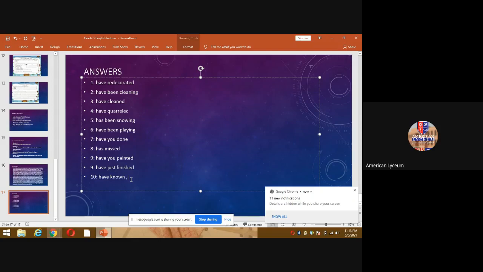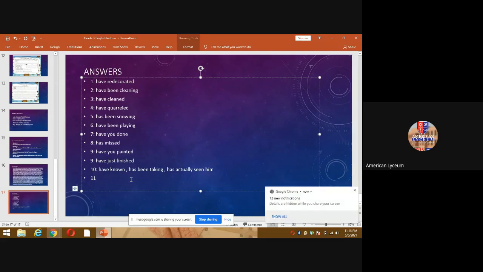So I'm putting comma now. He has, number 10. Because he has been taking money from the cash box, but nobody has actually seen him. Okay. Number 11. I am very interested in the film which is showing on television tonight because I dash the novel. Because I have already read the novel.